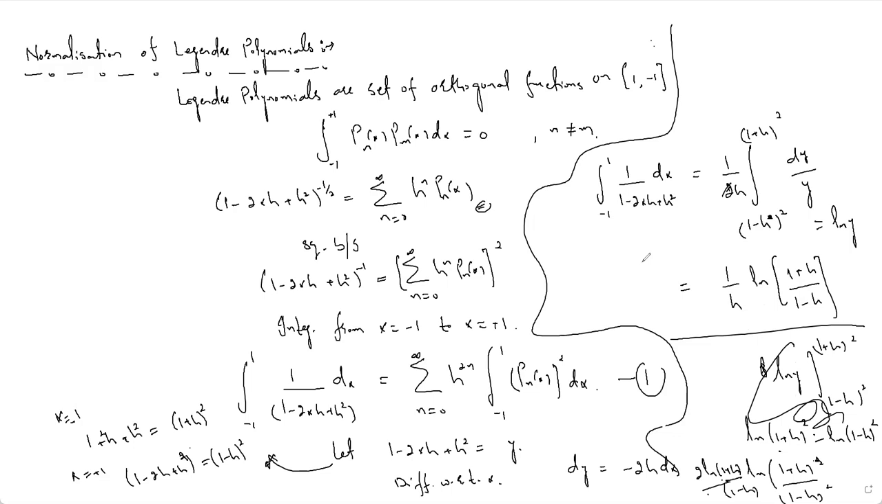Okay, so if you understood it, the value of this particular integral is 1 by h ln of 1 plus h divided by 1 minus h, but we have this from equation 1. Now before that I will expand it in the power series. You know how we expand ln of 1 plus h and 1 minus h. Let me show you.